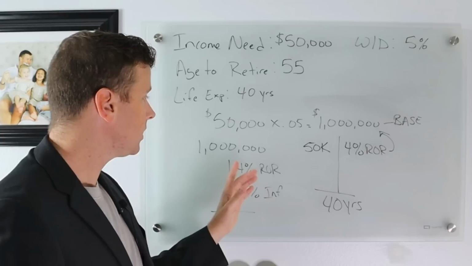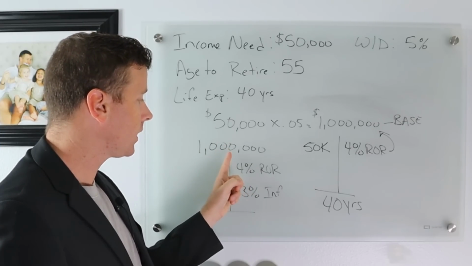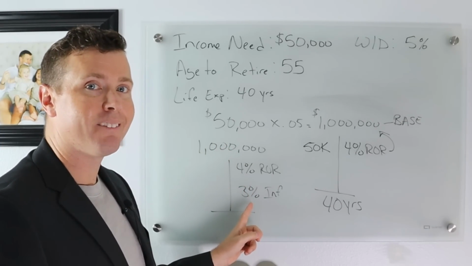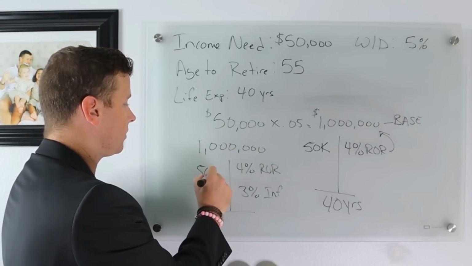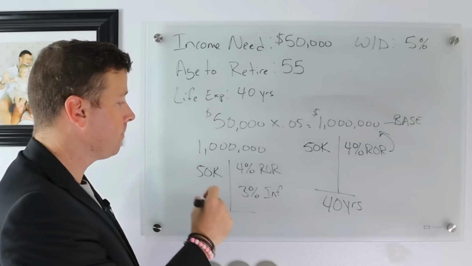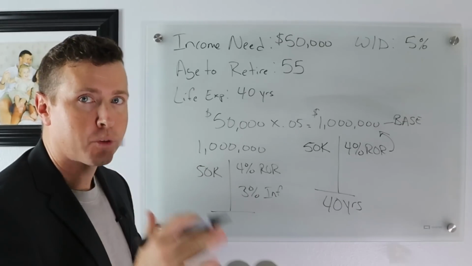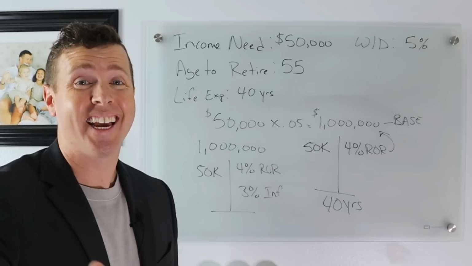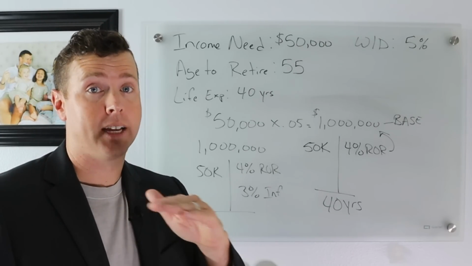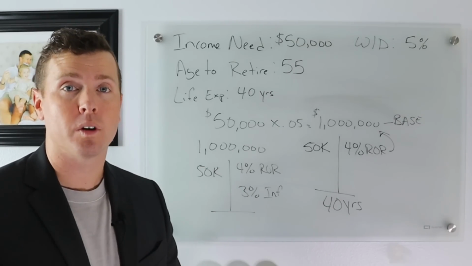So we're going to have a 4% rate of return on the money in the market. And we're going to have a 3% inflation rate on our income. So the $50,000 that we need in income is going to have to increase by 3% every year. Now, when we use the software, the financial EKG, it's increasing on a daily basis. Okay, that's just how the software calculates it.